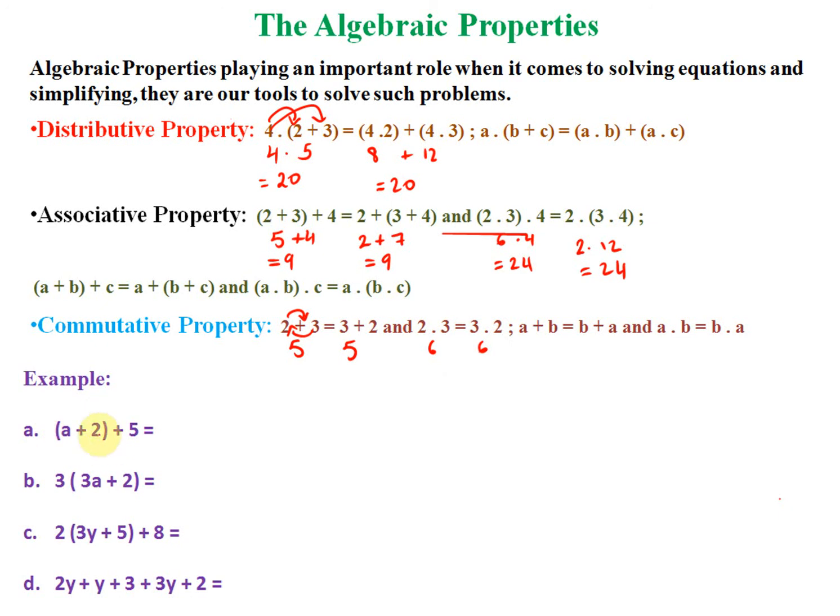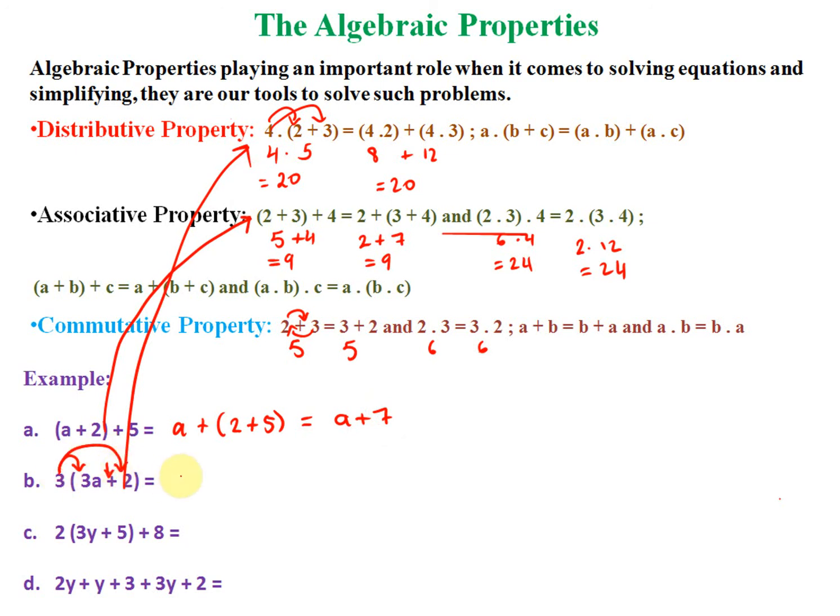A plus 2 plus 5, you can see this looks exactly the same as the associative property. So what we do, we keep the A outside and we group 2 and 5, and the answer would be A plus 7. Let's have a look at the second one. It's exactly the same as the distributive property. So we distribute the 3 inside the parentheses. So we have 3 times 3A plus 3 times 2. We have 9A plus 6.